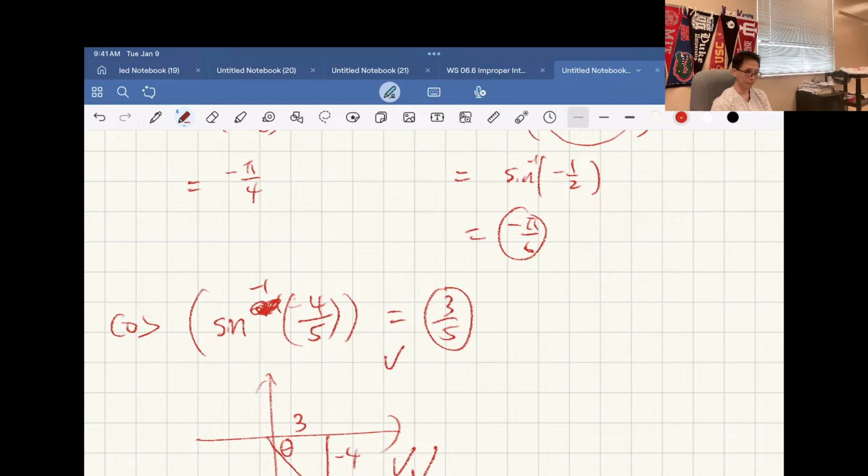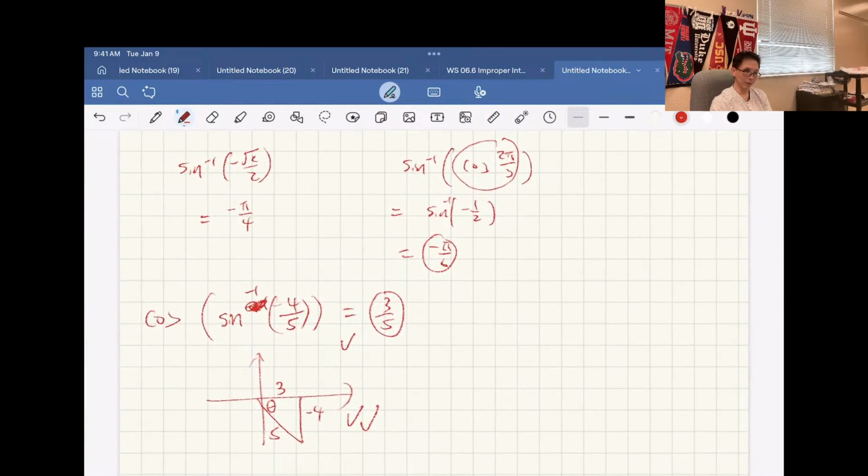Can I give you another one? Sure. Tan inverse of negative 7/5, and I can ask you the sine of this.